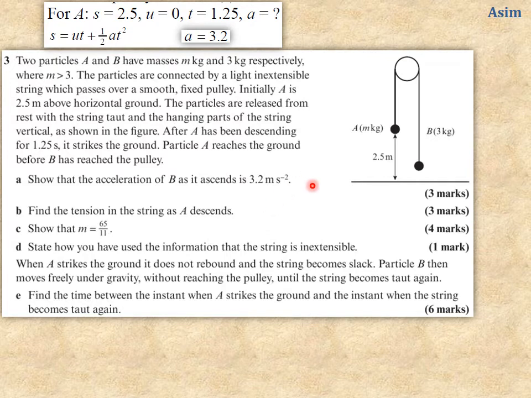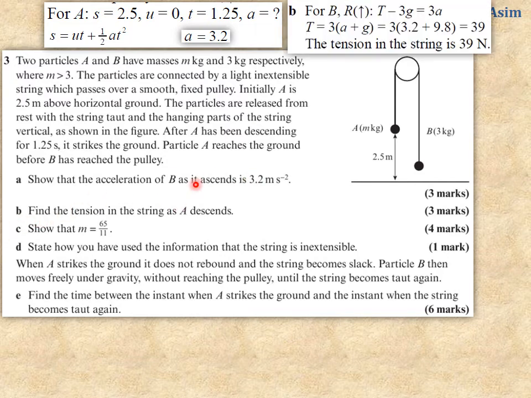Okay, I'm not going to a new slide so that you can see the question and we can understand here. For the first part, they gave us S, and U is initially 0, we know the time. Simple kinematics, S equals ut plus half at square, you get A is 3.2, we proved it, we got 3 marks.